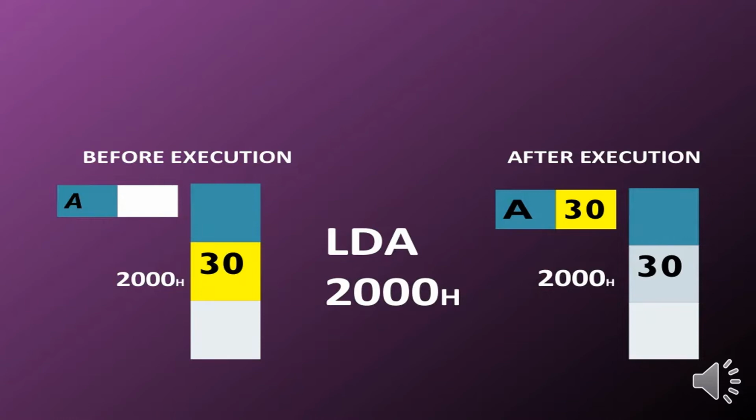Here the source operand is indicated by a 16-bit address. After the execution of the LDA instruction, the 2000H memory content is copied or transferred into the accumulator. After the execution, the accumulator content is altered, but the specified memory location is not altered or changed. In this way we can transfer the data from a memory location into the accumulator.